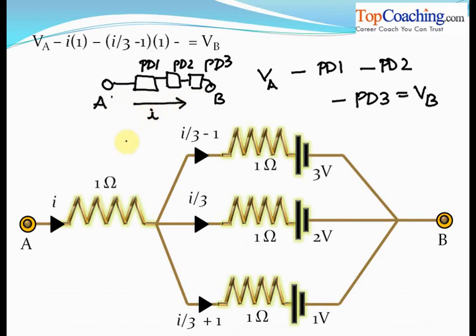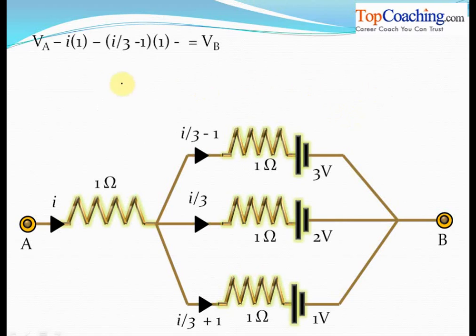As you can see, this is a modified form of Kirchhoff's law. After all, you can replace these two points A and B by one single element in the circuit which has a potential difference, VA minus VB. So in that case, you would say VA minus VB minus PD1 minus PD2 minus PD3 is 0. So when you modify Kirchhoff's law, you can apply this equation.